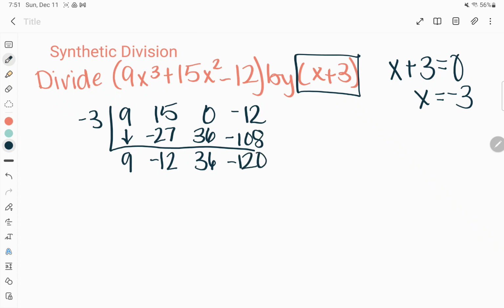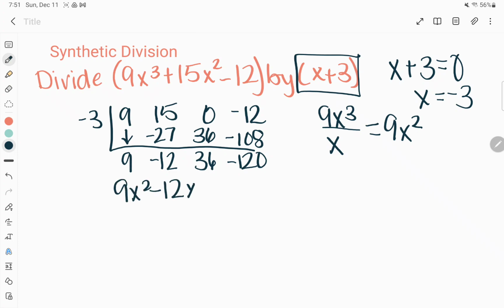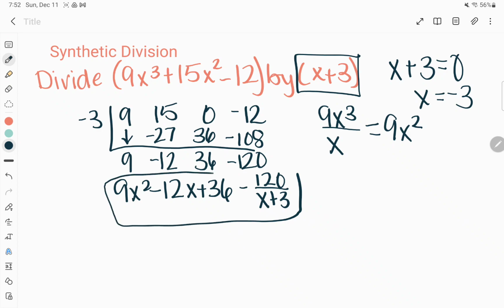Now, how do I read my answer here? Well, because I've divided 9x cubed by x plus 3, my first term is going to be 9x squared. So I have 9x squared minus 12x plus 36, and my remainder is minus 120 over x plus 3. So there's a great quick example of synthetic division for you.